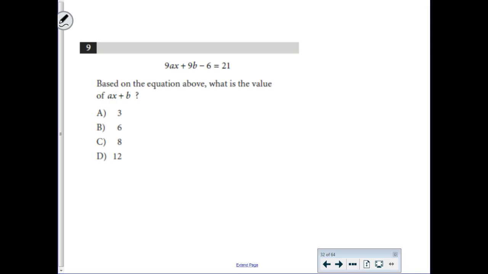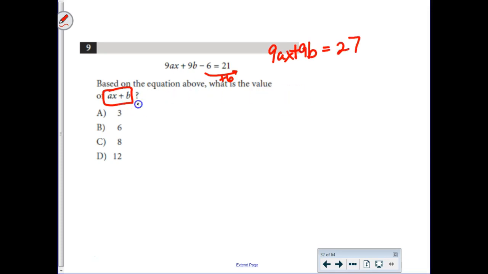So we've talked about this before, where they ask you something weird, like what's ax plus b? That means in your math manipulation, at some point, you're going to get ax plus b isolated on one side. So let's try to do that. The 6 needs to take a hike. Let's add the 6 over. So you have 9ax plus 9b, I think we're almost there, equals 27.